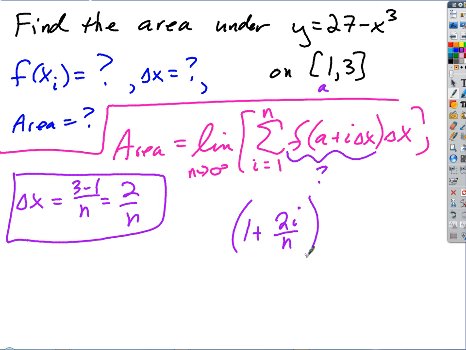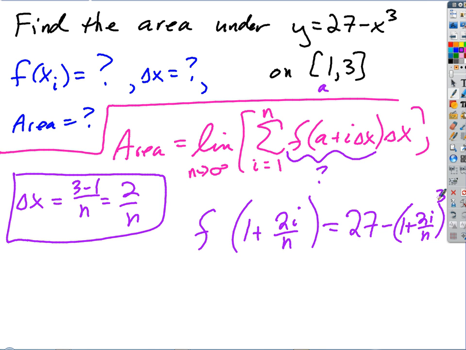And that's what we're going to put into our function. Now what's our function say to do? F of x is 27 minus x cubed, right? What's f of junk? Okay, well there's our junk that we're putting into it. So we're just going to get 27 minus that quantity cubed. Make sense? Okay. So there's f of x sub I.